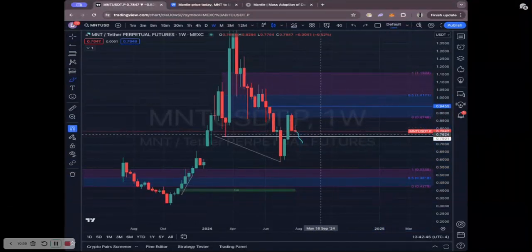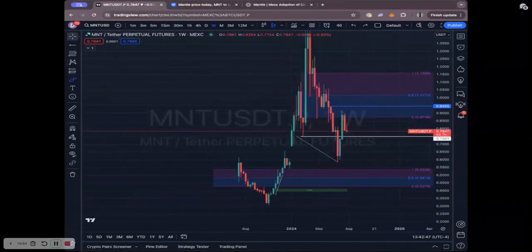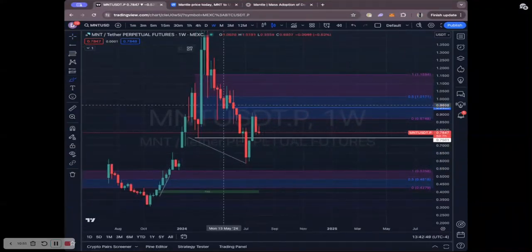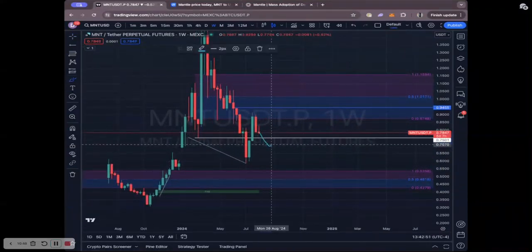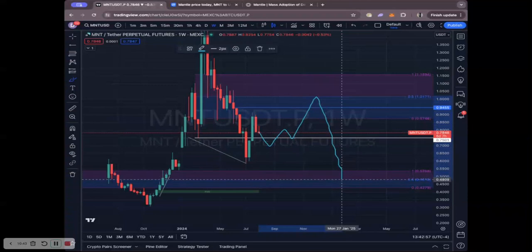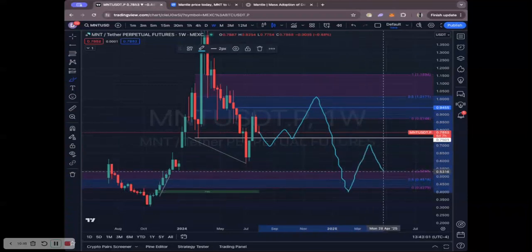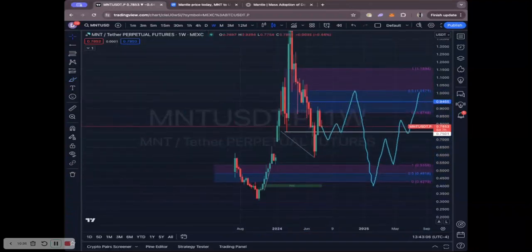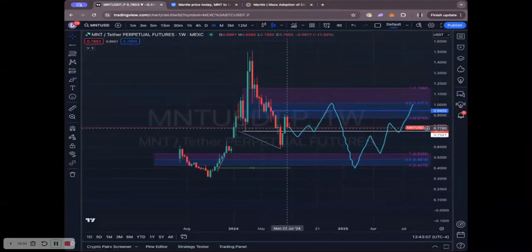So I know that's really ugly. Let me see if I can draw this a little nicer here. This would be my pathing that I'd expect here, something like this, and then the $1 followed by trajectory to 40 cents as the new deviation, and then consolidation, right? So MNT, very clean. I actually like this structure.